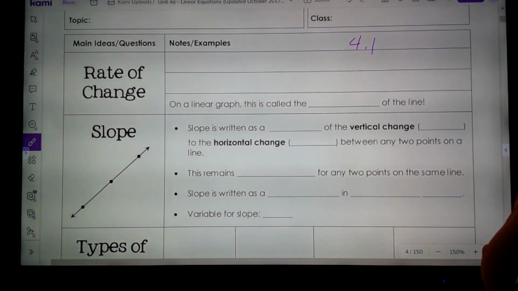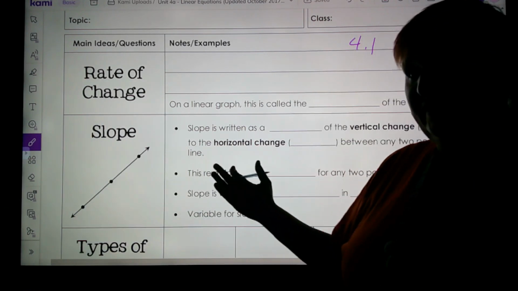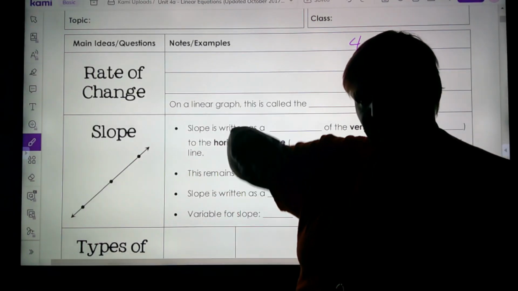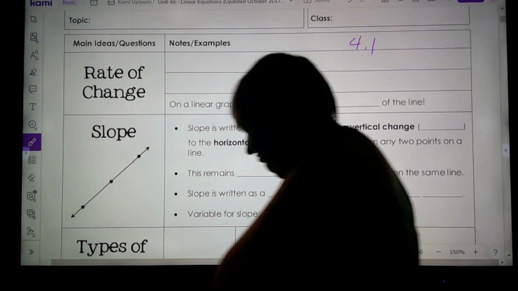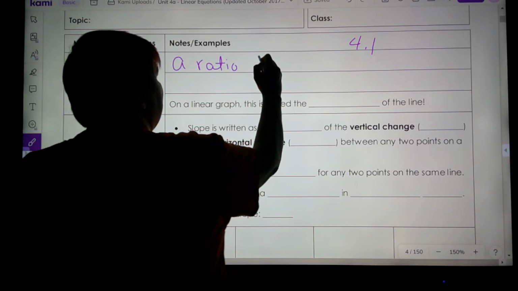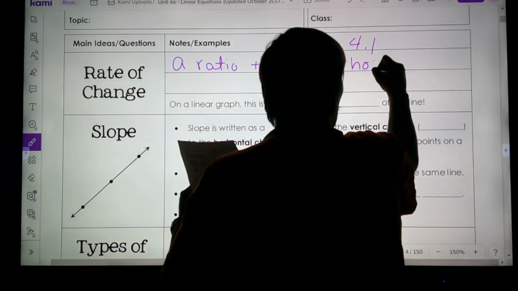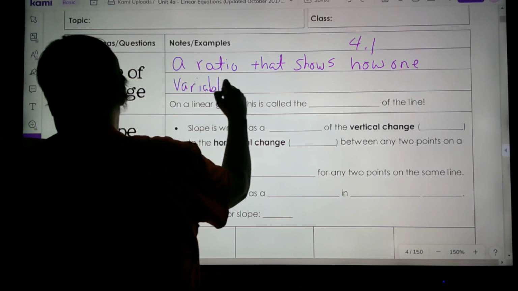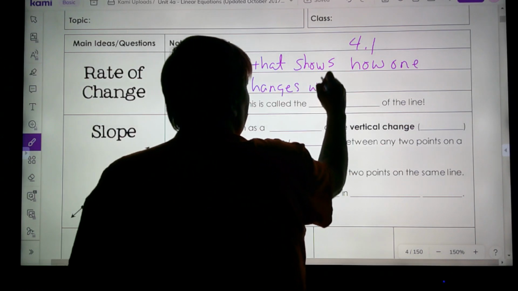4.1, right, is slope. Slopes on a ski. When you ski down the slope, the sharper the slope, the more dangerous the ski mountain is, right? So, it's also called rate of change, which is a ratio that shows how one variable changes with respect to another.